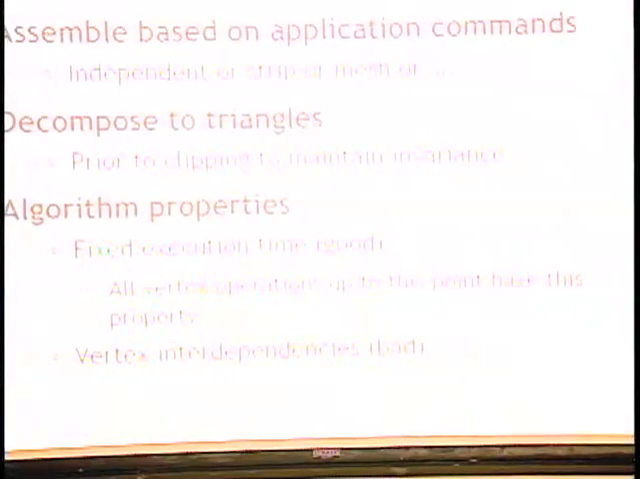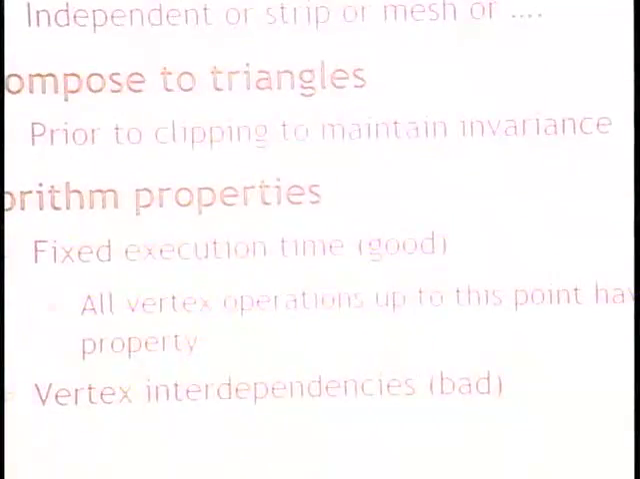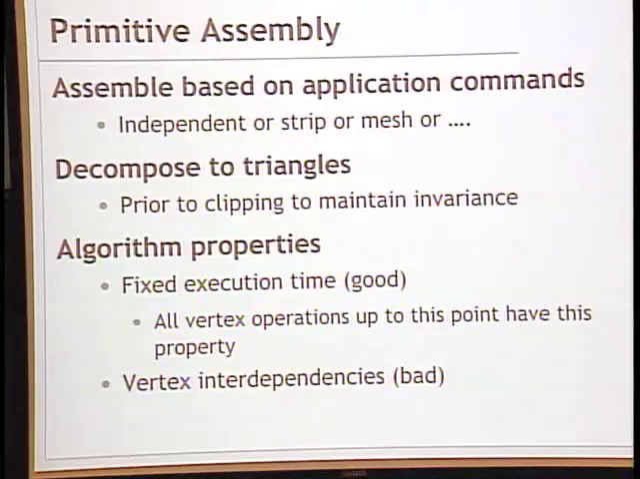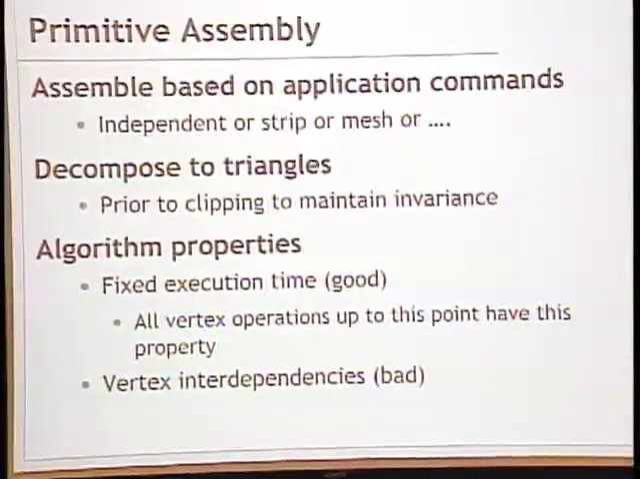Primitive assembly. Okay, so we got a bunch of vertices. We have to put them together into triangles. Not only do we have to send in a bunch of vertices, but we also have to send in connectivity information for these vertices. How do they mesh up with other vertices? How do they match up to make triangles?